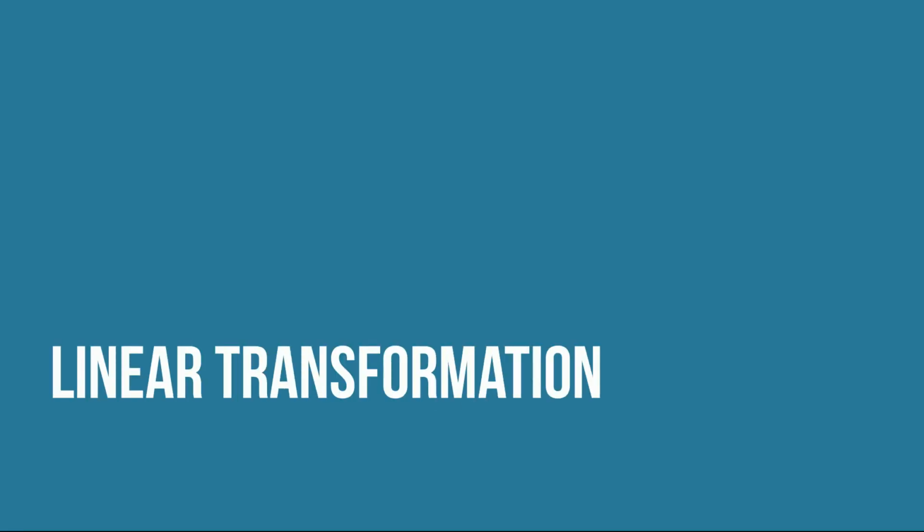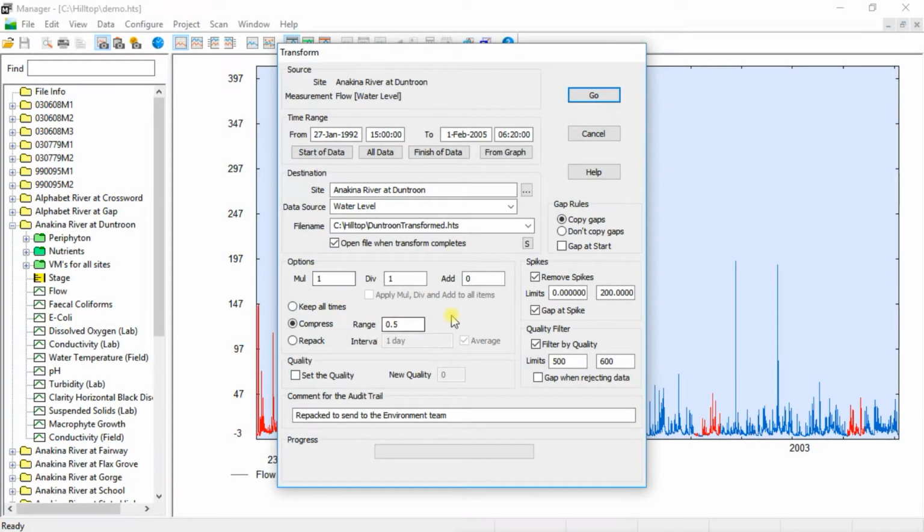Mult, div and add are largely redundant with respect to their original purpose, but are a handy tool here if you've got your data into Manager and realise it's not quite right. Say you've imported the data in litres, but it's supposed to be in millilitres. You could pop a multiplier in here.